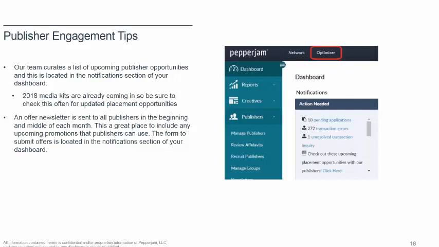We also have an offer newsletter that's sent out to all publishers at the beginning and middle of each month. It's a great place to have any upcoming promotions included, as it will be seen by all the publishers in the network. You'll find this in the notification section as well, and you can fill out a quick form with the details for each promotion so that it can get sent out to publishers.